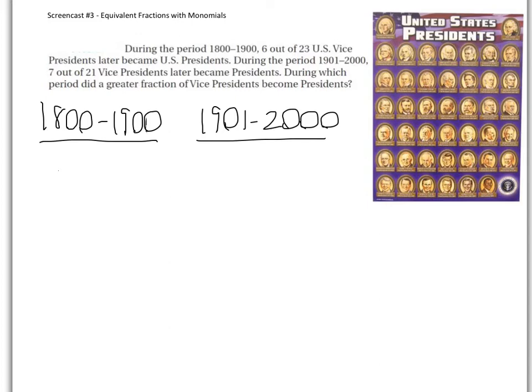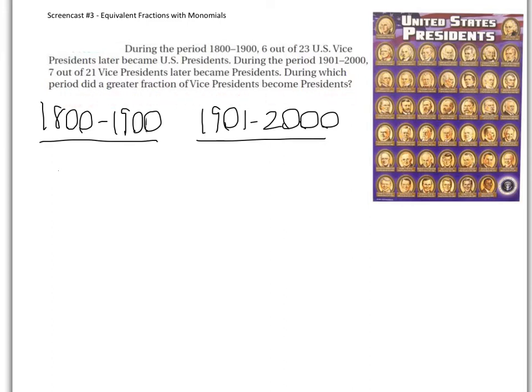During the period 1800 to 1900, 6 out of 23 U.S. vice presidents later became U.S. presidents. During the period 1901 to 2000, 7 out of 21 vice presidents later became presidents. The question is, during which period did a greater fraction of vice presidents become presidents?